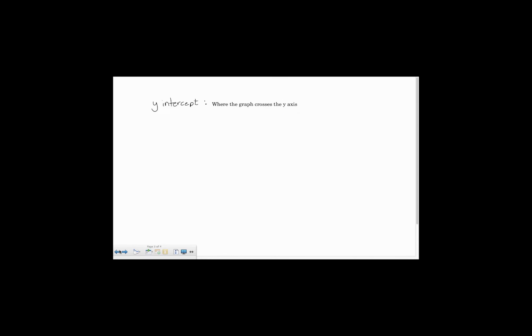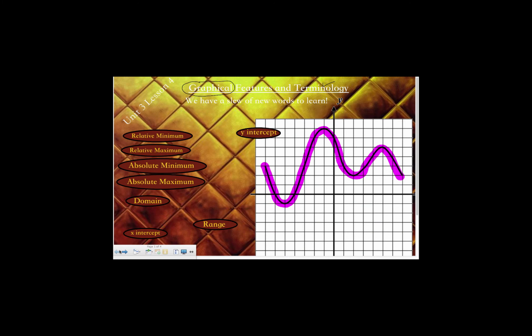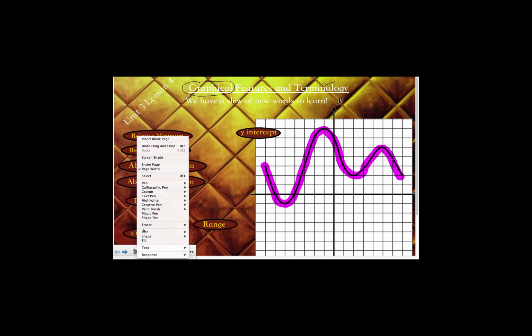All right, so let's go back here and let's look. Where does this graph cross the y-axis? First off, let's get rid of this pink. I'm just going to come over here with my highlighter. Here's my y-axis, and boom, that's my y-intercept. What number is that? 1, 2, 3, 4, 5, 6. So this is my y-intercept, and in this case it's the number 6.